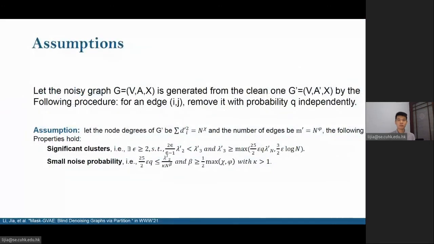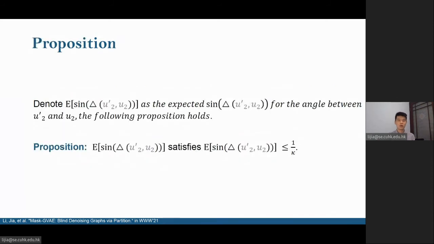Suppose the given noisy graph is generated from a clean one by the following procedure: for an edge, remove it with a probability, independently. Then if the graph holds two properties, that is, it has significant clusters and the noise probability is small, we prove that the average sensitivity of the low eigenvectors is small.